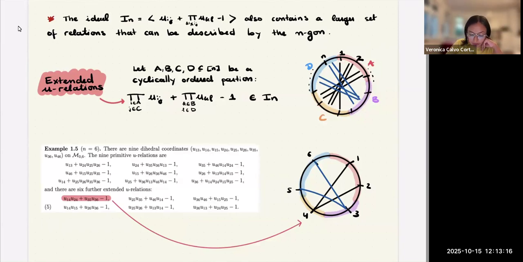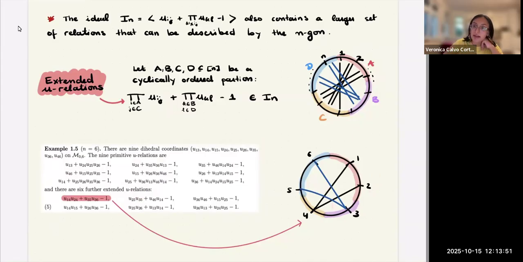Okay, so let me give you an example for n equals 6 of what the extended U relations look like. In this case, we have 9 dihedral coordinates, again corresponding to the 9 chords in a hexagon. If I do the same procedure as before and I take any one of the chords and look at what crosses it, I'm going to obtain these 9 primitive U relations. And besides this, we have 6 further extended U relations. Here I drew out one very concrete example.